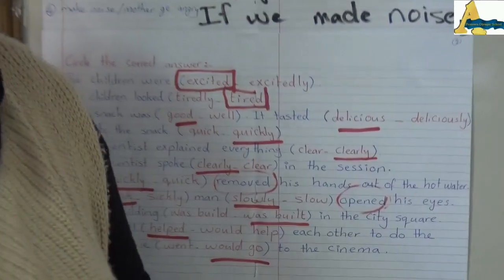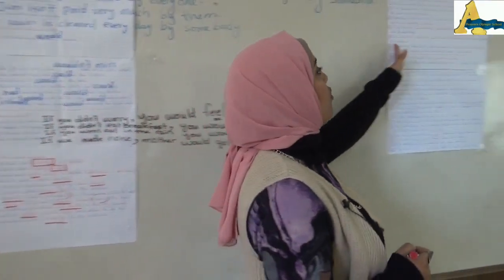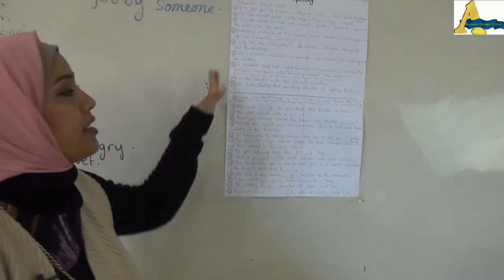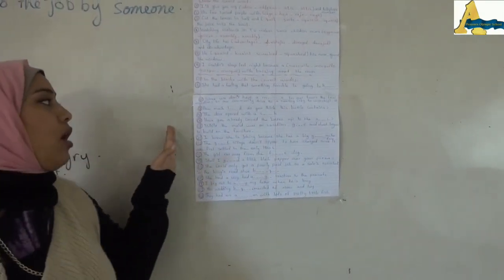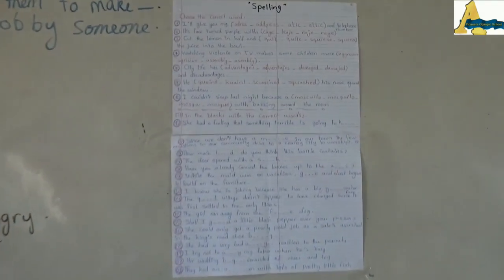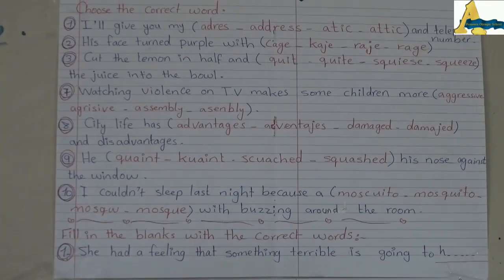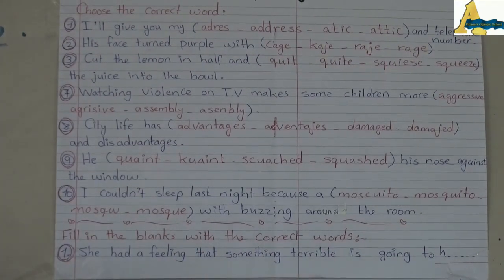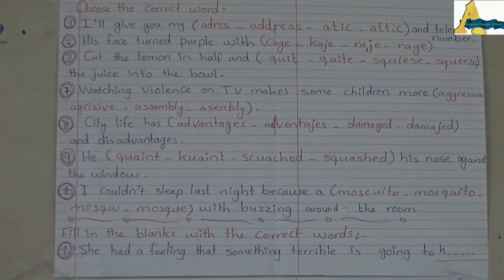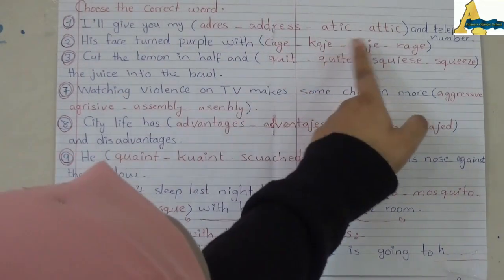This was for the grammar part. And here we move to the spelling part. Of course, we skipped some questions which are already canceled. So here, these words or these questions are taken from your revision booklet again. Choose the correct word. I'll give you my address, attic, and attic.